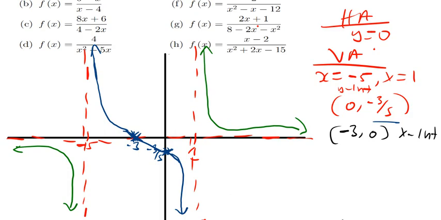Exactly. That only applies if there are two vertical asymptotes and an x-intercept. But in other questions, like this question here, it can't cross because we don't have an x-intercept. It's going to have two vertical asymptotes, but it can't cross the horizontal asymptote.